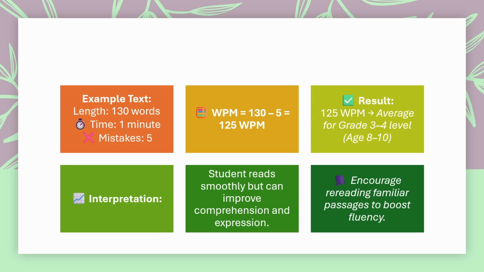Look at an example that I used with my daughter. I gave her a passage that was 130 words. She had 1 minute to read at her normal level. She made 5 mistakes. So here is how you work the level out. WPM equals 130 minus 5, which equals 125, and that 125 words per minute is average for a grade 3 to 4 level, that's age 9 to 10.